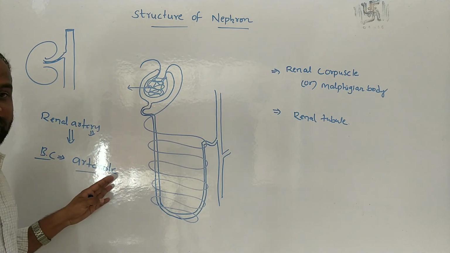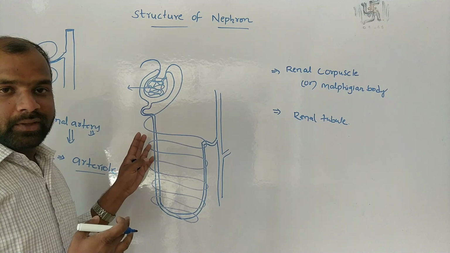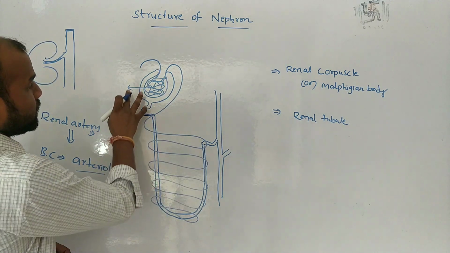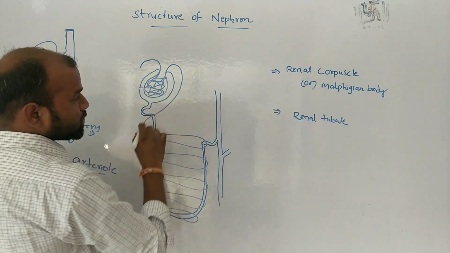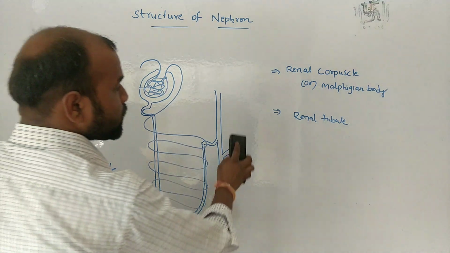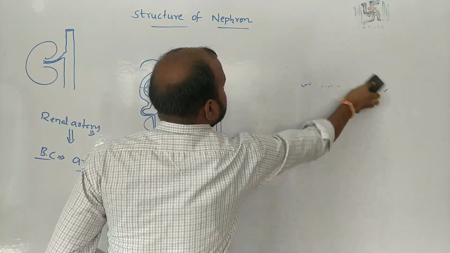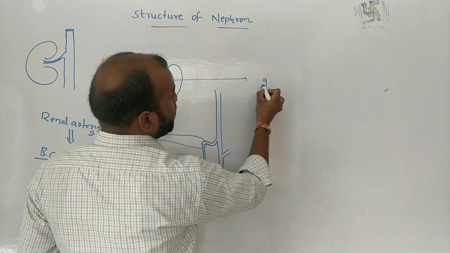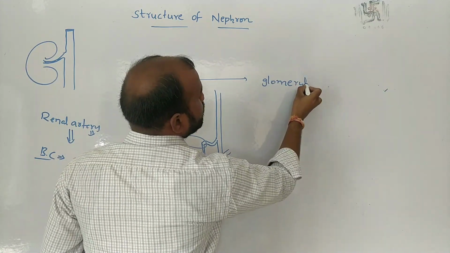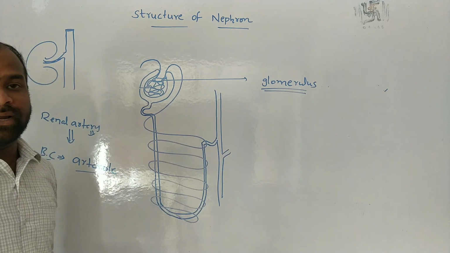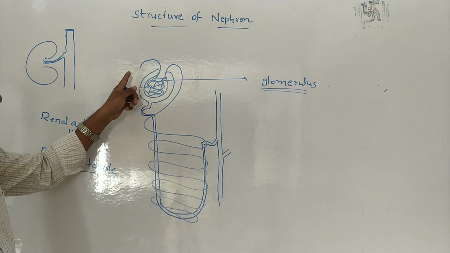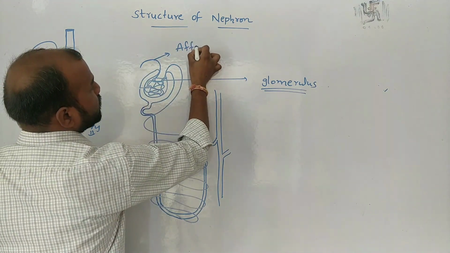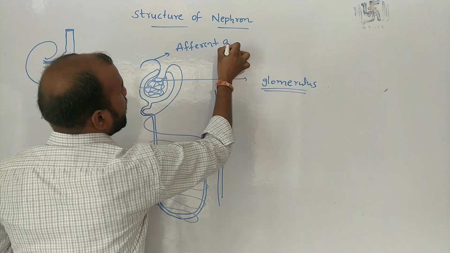So these arterioles which entered each kidney form a bunch of blood capillaries. This bunch of blood capillaries is called a glomerulus. The glomerulus is formed by the bunch of blood capillaries. The blood capillary which enters the nephron is known as the afferent arteriole.